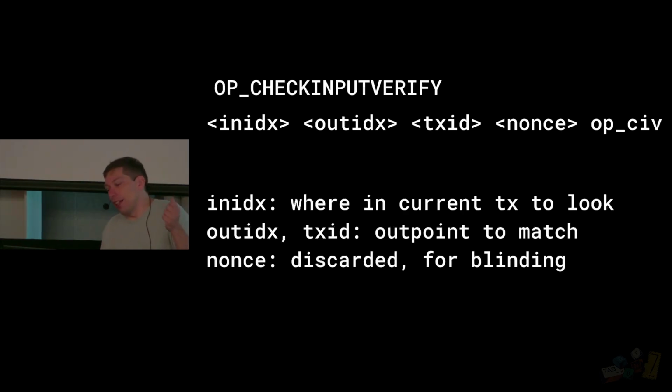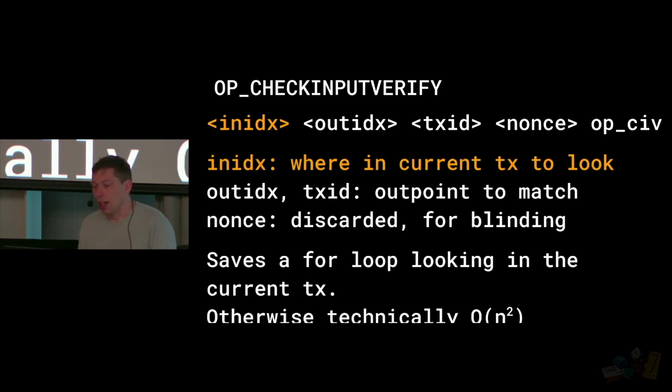You want to put 2 extra things, this input index and this nonce. So the idea is the input index is where in the current transaction that's being validated to look for this output index TXID. And then the nonce is discarded, it's just a random number you can put there, and it gets discarded, has no consensus meaning, for blinding. I'll talk about these 2. The input index is where to look in the transaction.